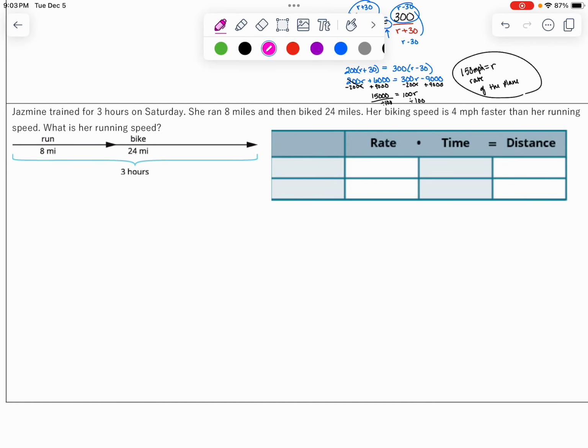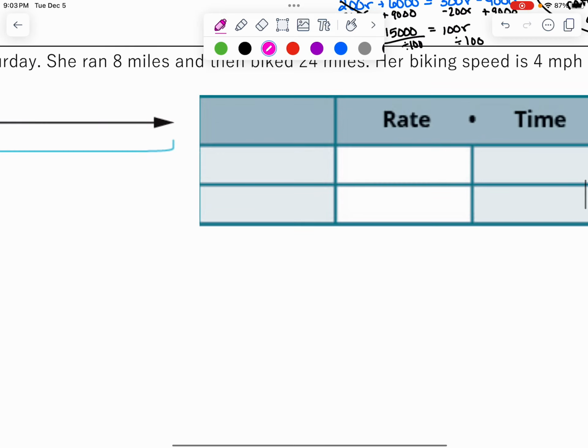Nice. Jasmine trained for 3 hours on Saturday. She ran 8 miles. Then she biked 24 miles. Her biking speed is 4 miles an hour faster than her running speed. What is her running speed? What are the two different things, hon? Running and biking. That is correct.